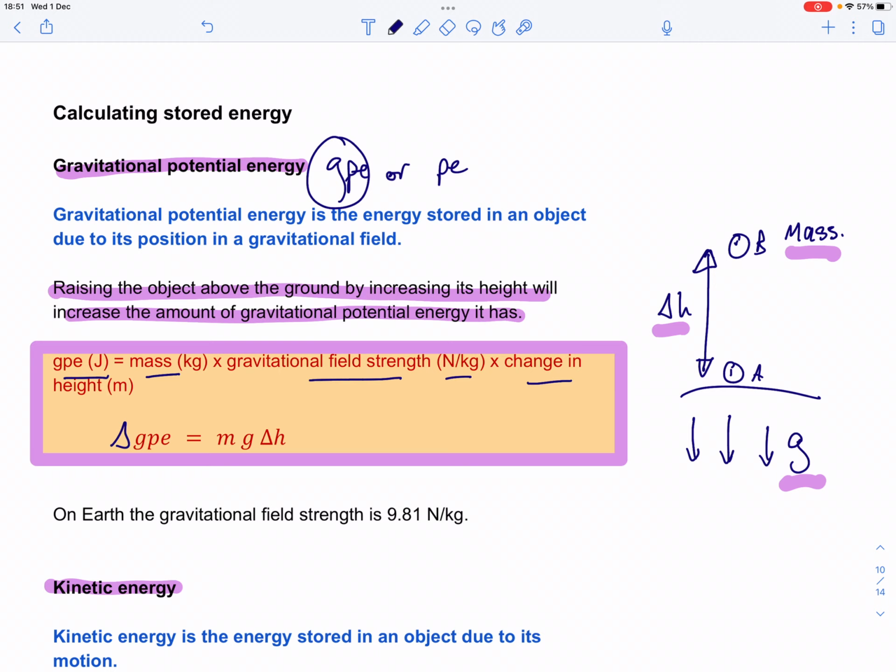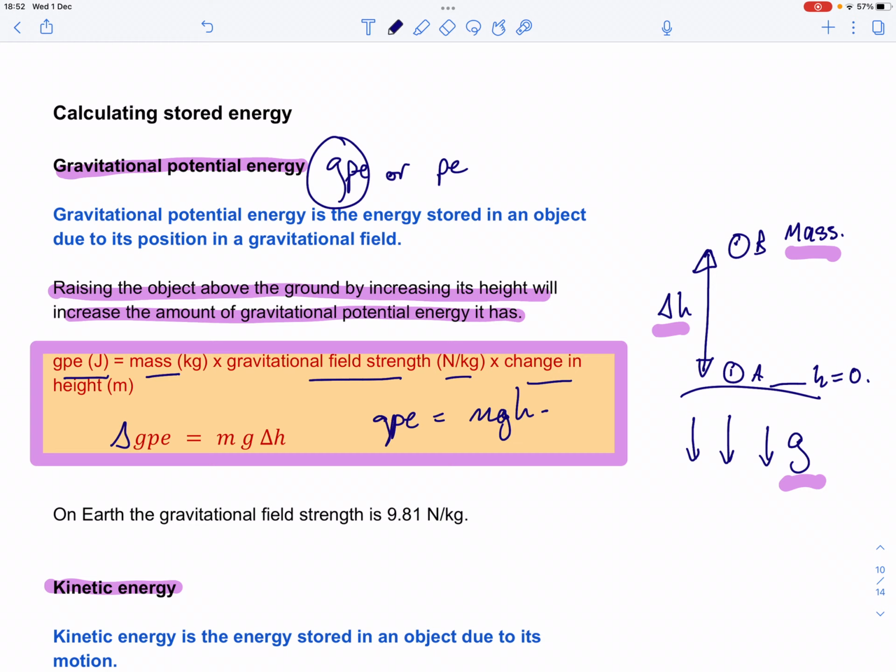Quite often one of them is at the ground, where we say the height is 0, and then obviously the change in height would just be equal to the height to which you raise it. Okay, so that's the equation for gravitational potential energy. It's the mass of the object multiplied by the strength of the gravitational field multiplied by the change in height. And usually we just write it down as GPE is equal to mgh. We call it mgh sometimes, so that's one to remember. Mass times gravity times height, mgh, is equal to the gravitational potential energy of the object.